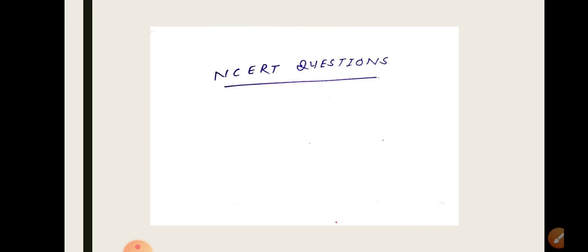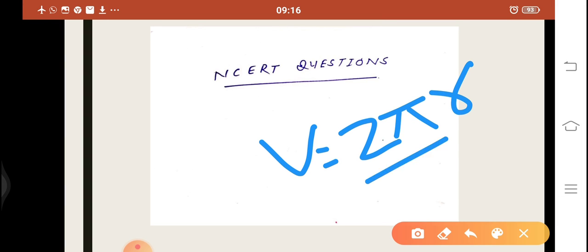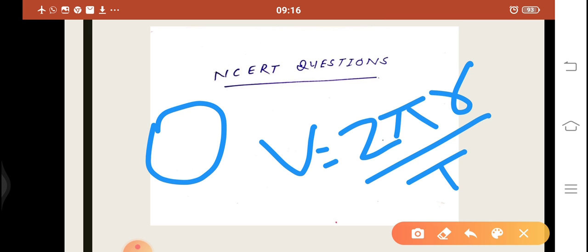Also we have discussed velocity v equal to 2 pi r upon t in circular motion, where r is the radius of the path and t is time. Also we have discussed the direction of velocity. It will always be along the direction of the tangent.